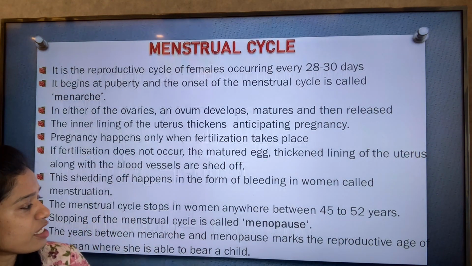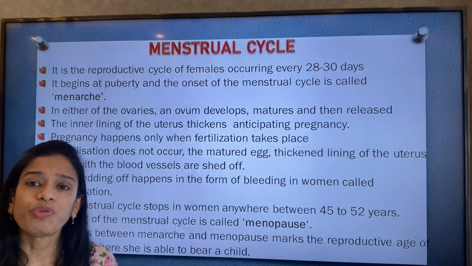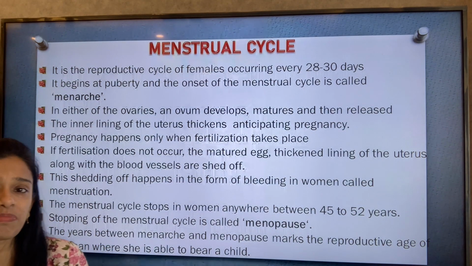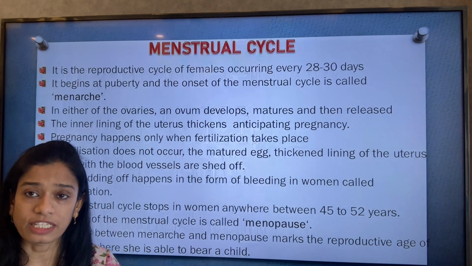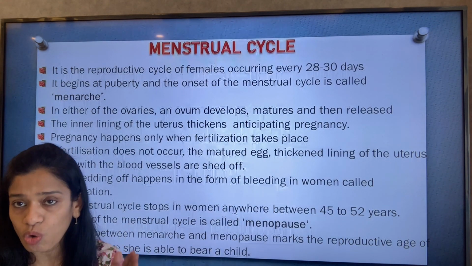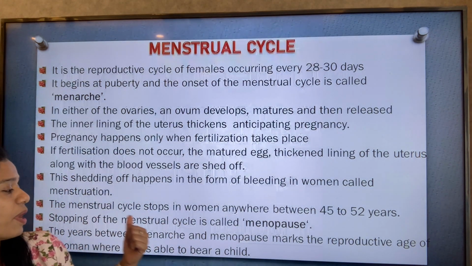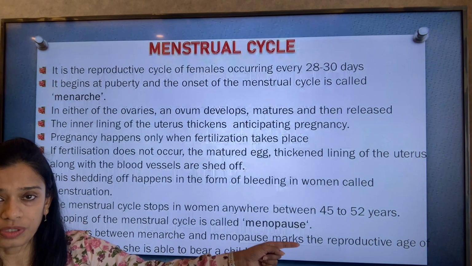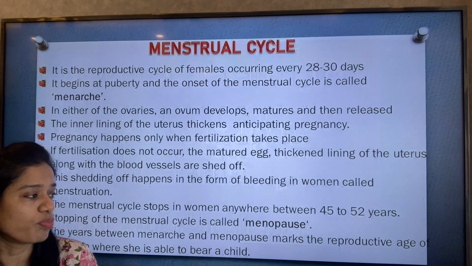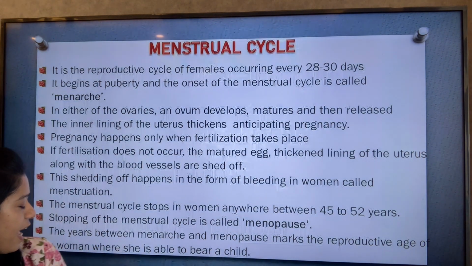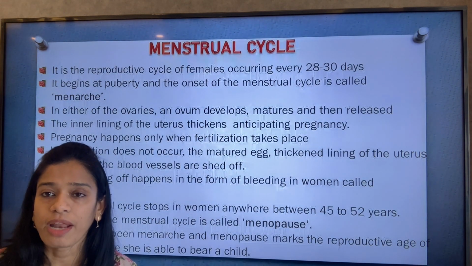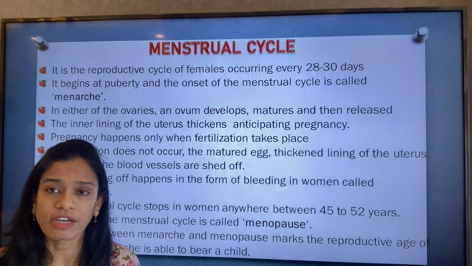The menstrual cycle stops in women anywhere between 45 to 52 years of age. In this phase, the formation of the matured egg, the ova, stops, and this is known as menopause. The years between menarche and menopause mark the reproductive age of a woman, where she can bear a child.